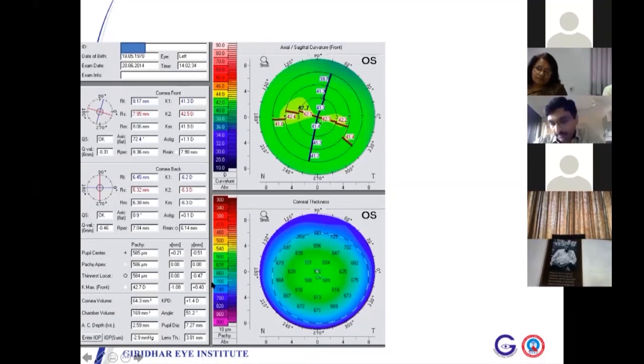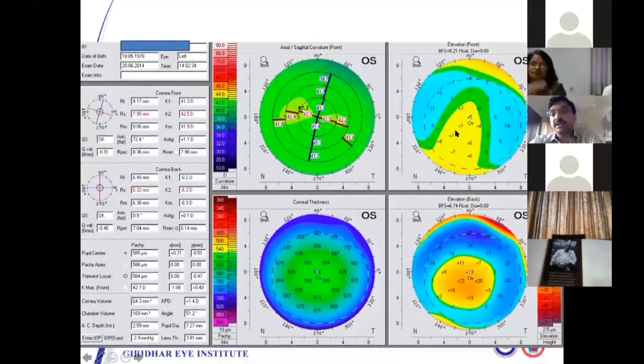Now, is this normal? And that is where the importance of elevation comes in. If you see the anterior elevation, it will be okay. But look at the posterior elevation. What we see is a very localized elevation and more than 20 microns above the reference. And that is a significant value in Pentacam or Oculyzer.